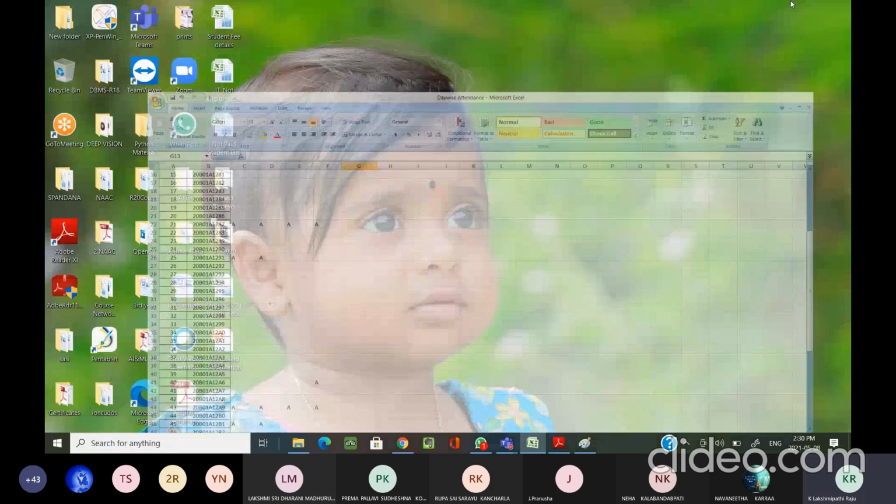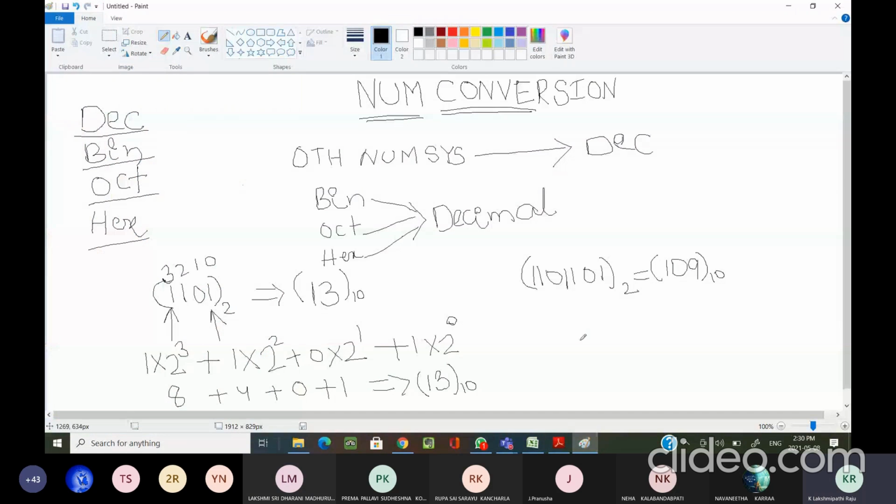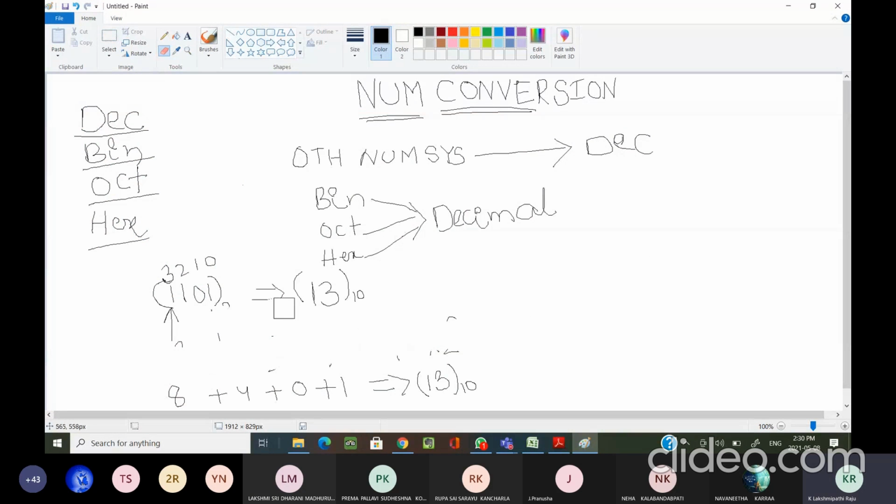Okay, then we will move forward. Why? Because everyone got the same answer. This answer is correct, I hope. If anyone got a different answer, that means your answer is wrong. This 109 is correct. Now we are moving to the next conversion. I hope you note down this problem as well as this procedure.